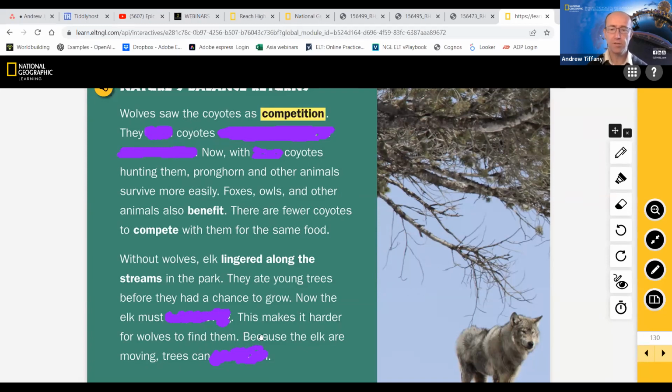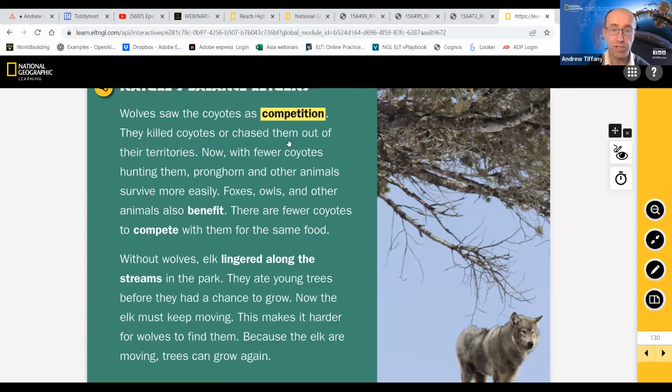They hunt the coyotes? Could be, right? Yeah. So there's a lot more words here as we go through. So you can see they killed the coyotes or chased them out of the territory. Now there's fewer coyotes, right? And down here, before, without the wolves, the elk could linger, but now they have to keep moving. Otherwise, they get eaten by the wolves, right? So now the trees have time to grow again.